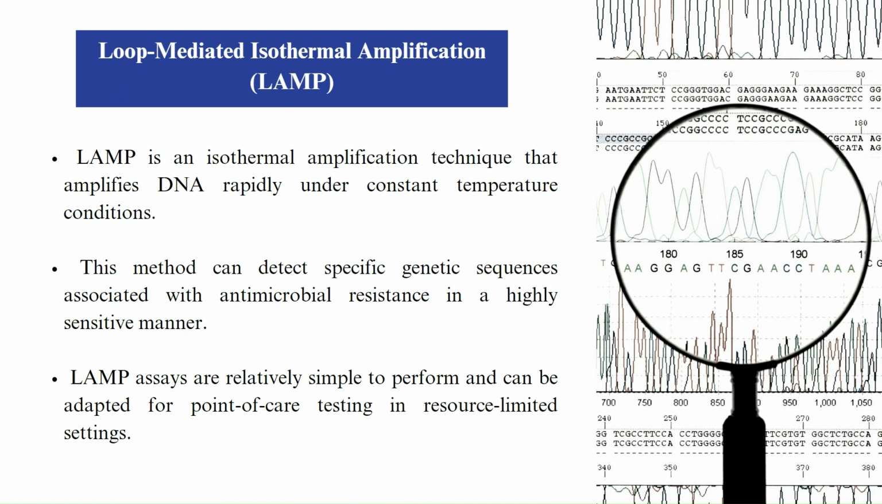LAMP is an isothermal amplification technique that amplifies DNA rapidly under constant temperature conditions. This method can detect specific genetic sequences associated with antimicrobial resistance in a highly sensitive manner. LAMP assays are relatively simple to perform and can be adapted for point-of-care testing in resource-limited settings.